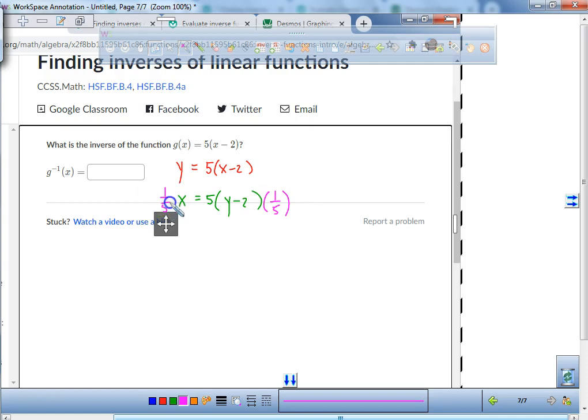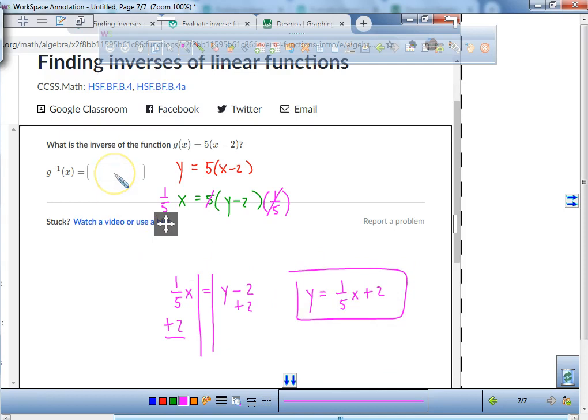So if I multiply both sides by 1/5, that 5 cancels out that 1/5. So here's what you're left with. 1/5 of x equals y minus 2. And then all I got to do is add 2 to this side and add 2 to this side. And I get y equals 1/5 x plus 2. And that's what I'm going to type in right here.